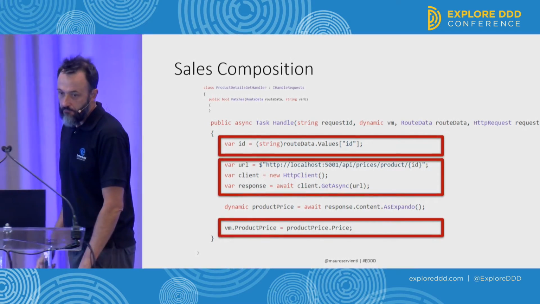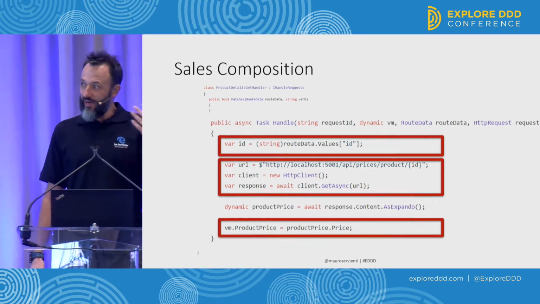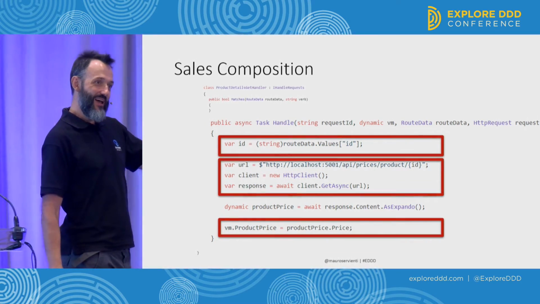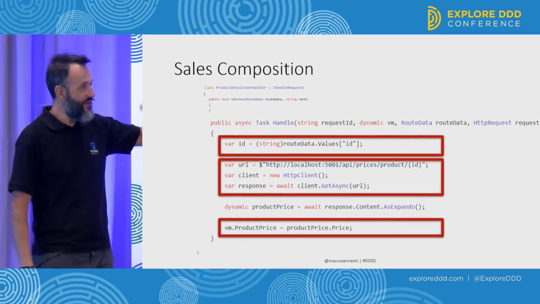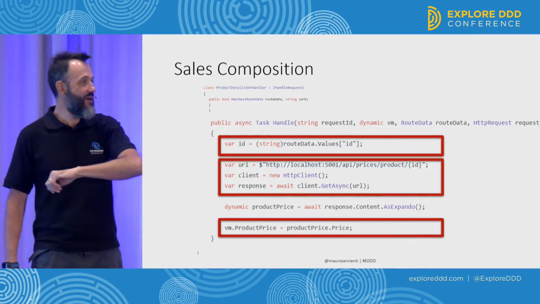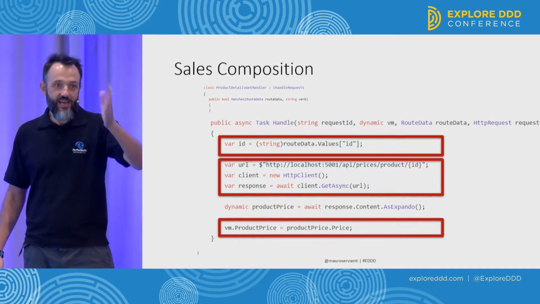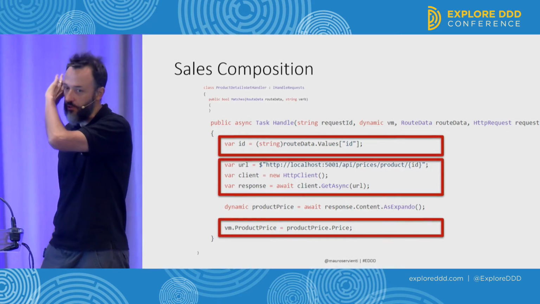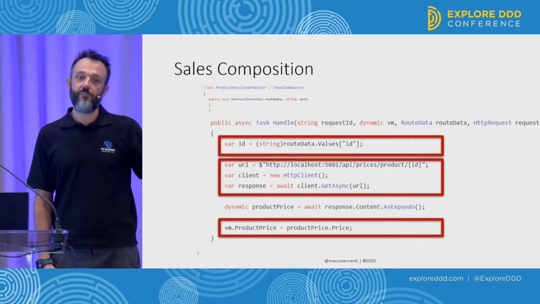What else? So we're now able to say, if someone is asking for /product/1, all the services, sales, marketing, shipping, warehouse, whatever, can now participate in the response.